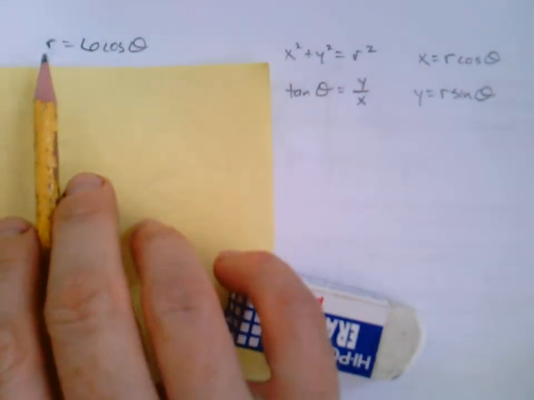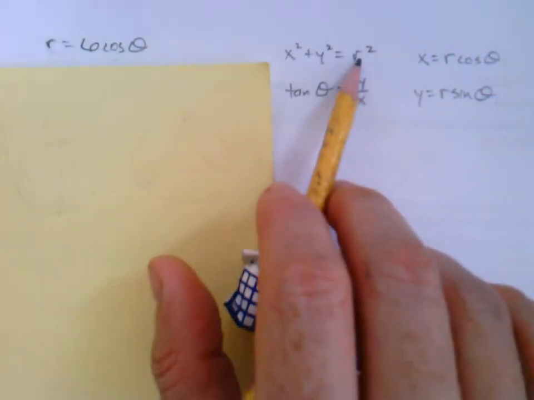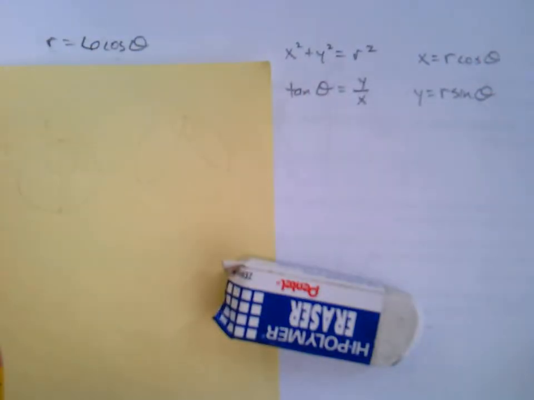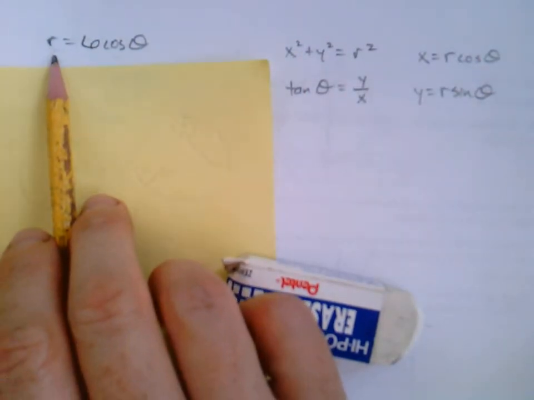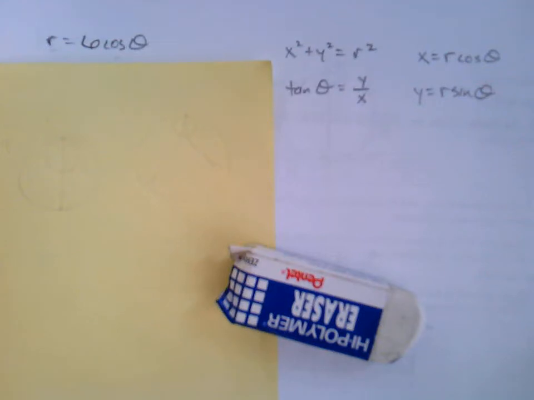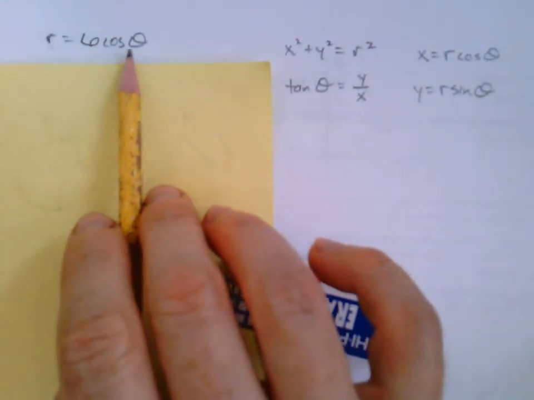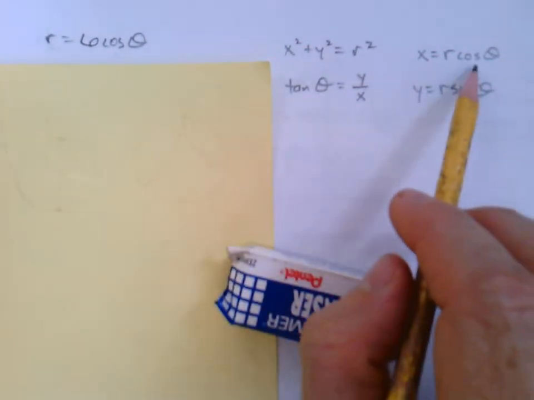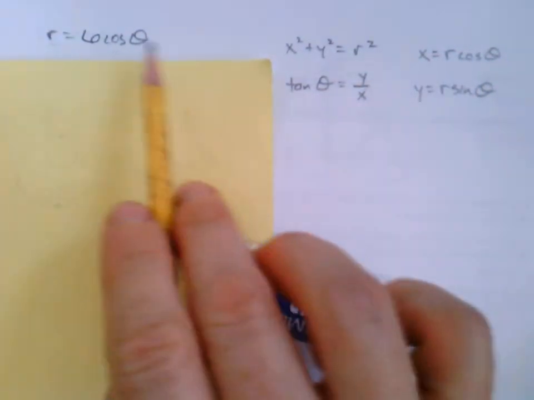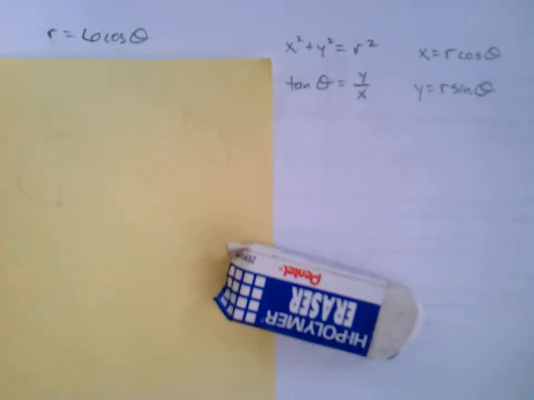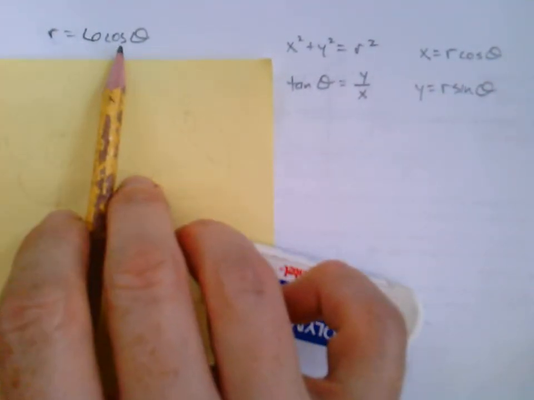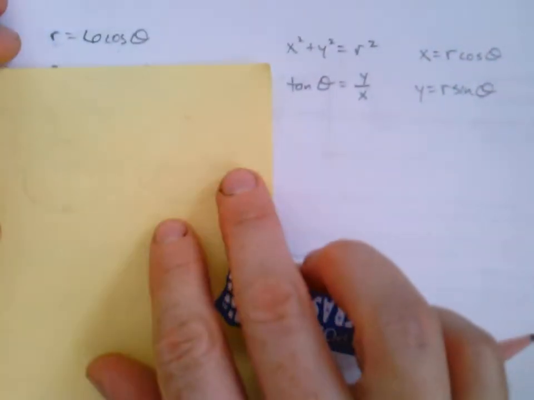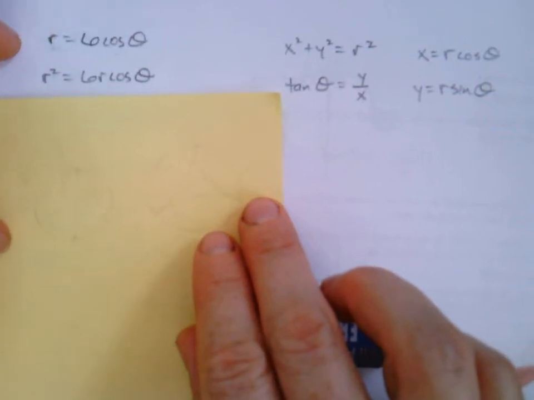So, for instance, I see r there. Hey, if it was r squared, I could replace r squared with x squared plus y squared. So, you might think, what if I square both sides? That's a possibility. But if I square the right side, that's not going to do much for me. I do see cosine theta, though. If it was r cosine theta, I could replace that with x. Hey, maybe instead of squaring, I should multiply by r. Then I'll get the r squared, and I'll get 6r cosine theta. And it turns out that's the way we should go.